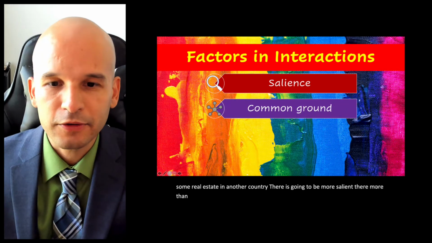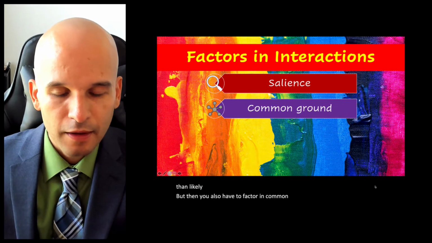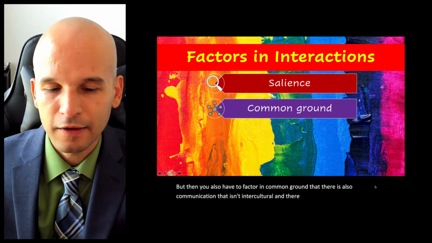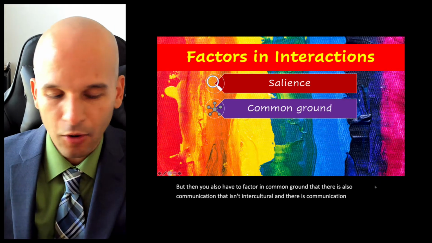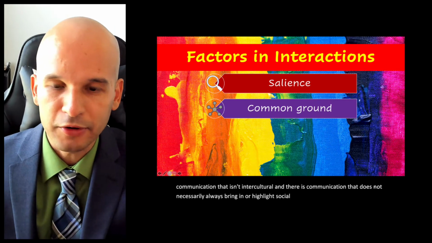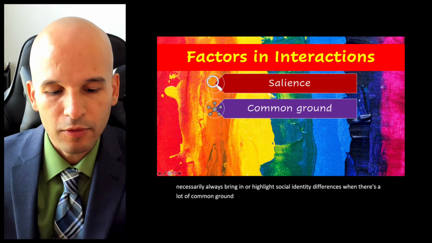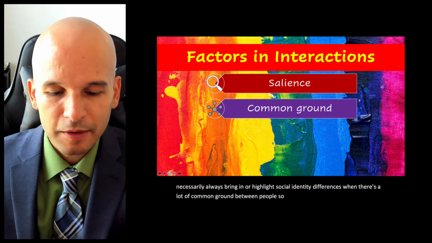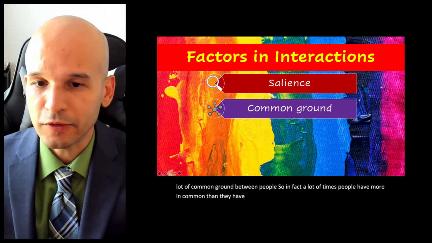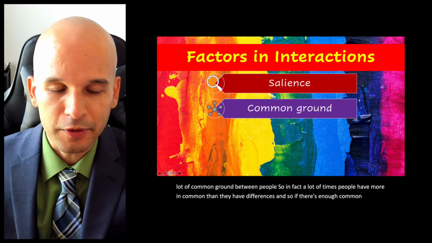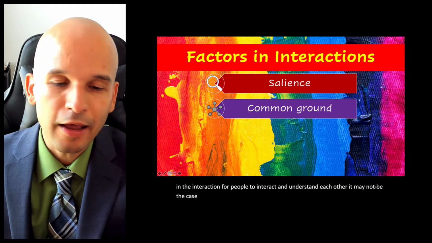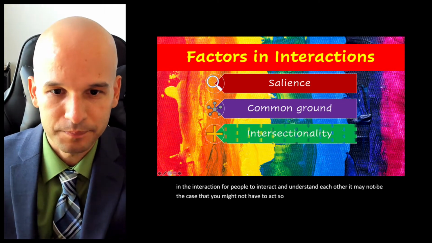But then you also have to factor in common ground, that there is also communication that isn't intercultural, and there is communication that does not necessarily always bring in or highlight social identity differences when there's a lot of common ground between people. So, in fact, a lot of times people have more in common than they have differences. And so if there's enough common ground in the interaction for people to interact and understand each other, you might not have to act so differently around the person.